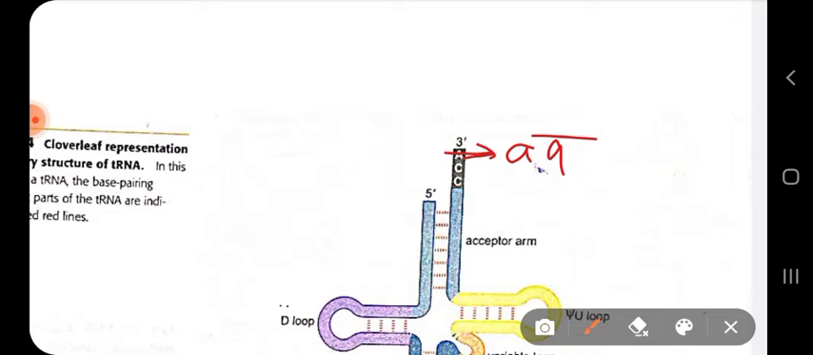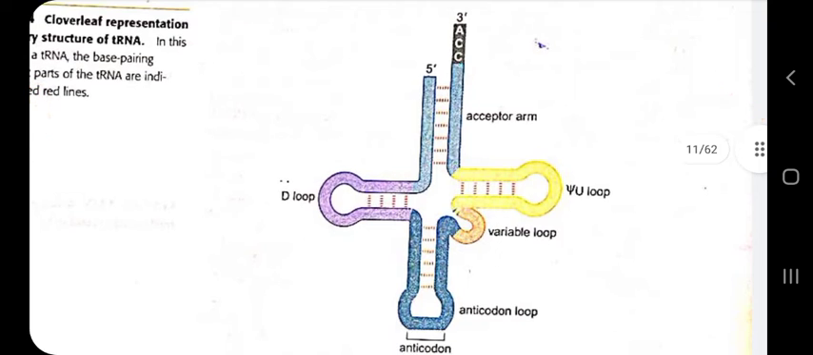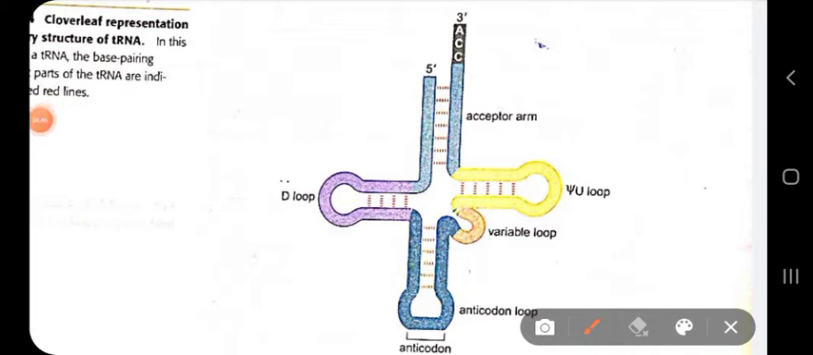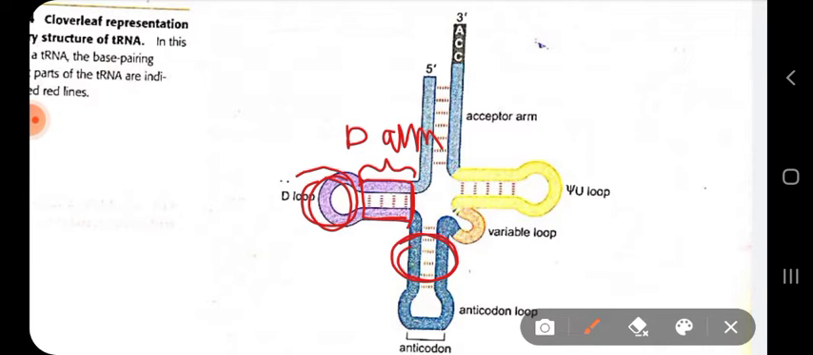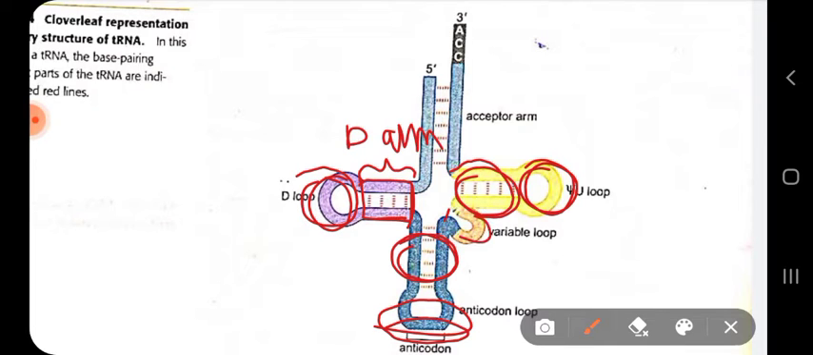Okay, the second arm that you can see is the D arm. This is the D loop, whereas this region is the D arm. Similarly, this is the anticodon arm, and this is the anticodon loop. This is the T psi U arm, and this is the T psi U loop. You can also see a variable arm as well. In most cases we see a variable loop here, no arm.